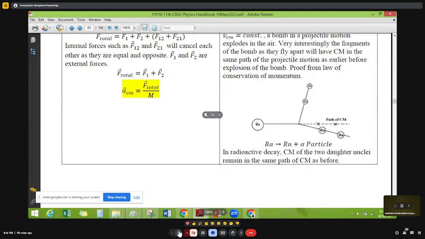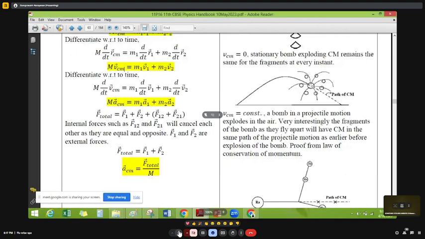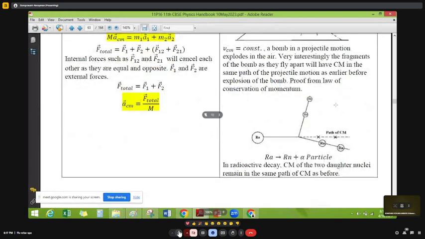Twelfth students, you know this, radium will become radon and an alpha particle. So when this is flying off this way and this is flying off this way, when you calculate the center of mass for this point and this point, it will be here. Here also the center of mass will be here, because the center of mass was taking a straight line earlier, so it will continue to be in the straight line. Just like here, it is continuing to be in the path of this projectile motion. So before and after explosion, the path of center of mass will be the same.